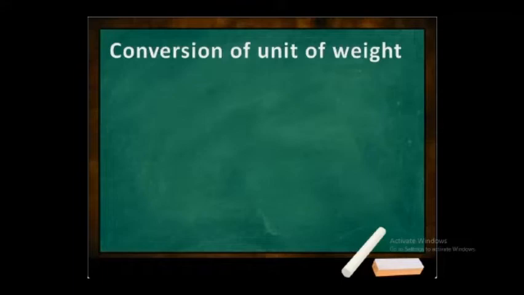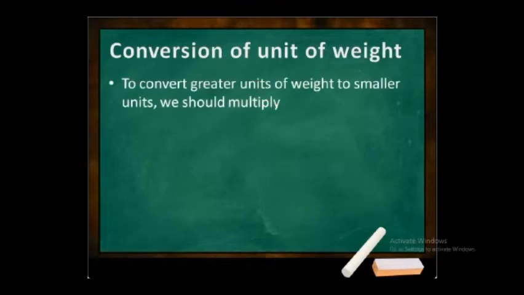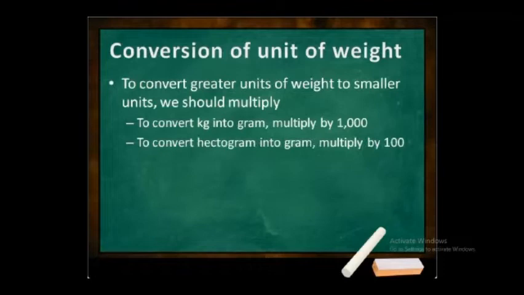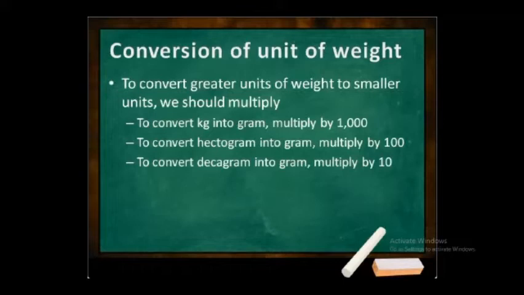Now we will convert them. Last year you had learned how to convert them, so we will learn it in detail now. To convert a bigger unit into a smaller unit, we should multiply. For example, to convert kilogram into gram, you will multiply by 1000. To convert hectogram into gram, you will multiply by 100. And to convert decagram into gram, we will multiply by 10.